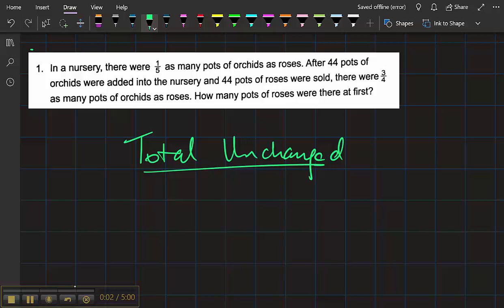Alright, in this model the total is unchanged. So there are two items. There are pots of orchids and roses, 1/5 as many, and then 44 pots of orchids added, 44 pots of roses sold. So the total number of pots wouldn't change, but the ratio changed.